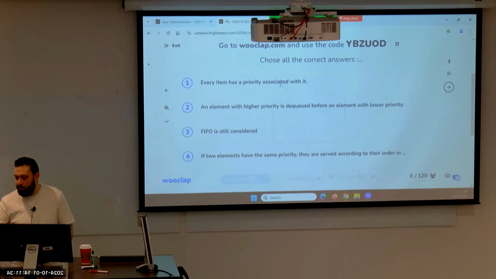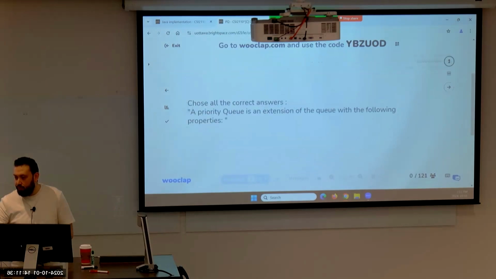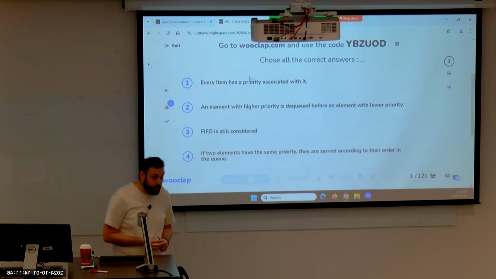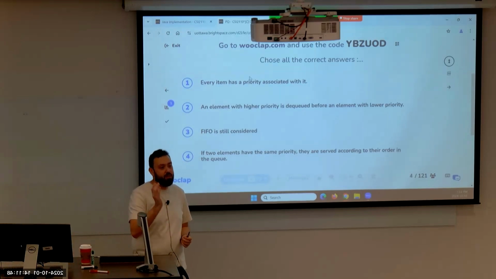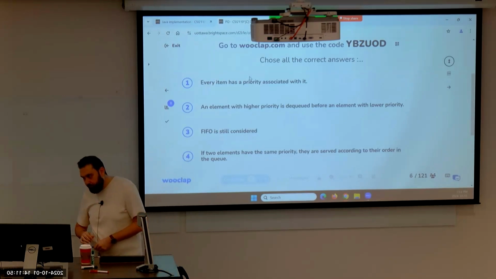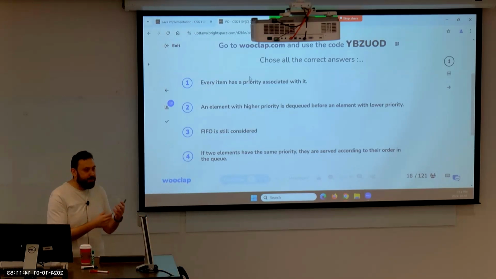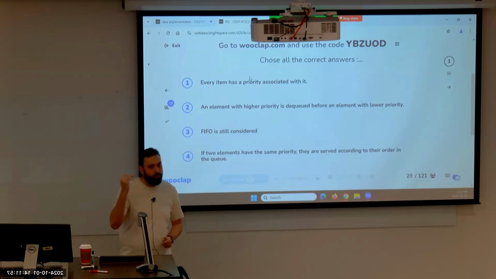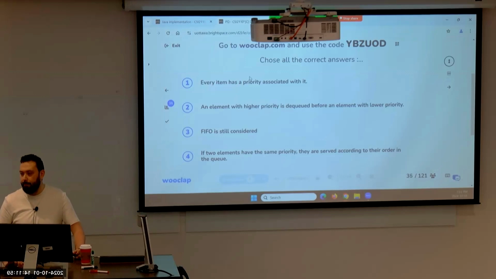Now we're going to skip this one. Choose all the correct answers. A priority queue is an extension of the queue with the following properties. If I want to treat it, yes, by FIFO again? First in, first out. Thank you. So if I want to treat the priority queue as an extension of a queue, which one of these will be applied to it?